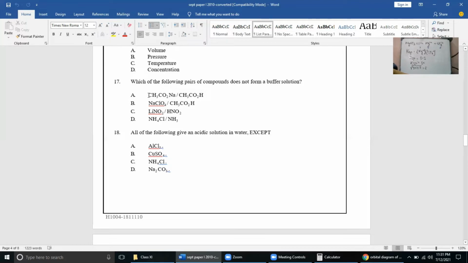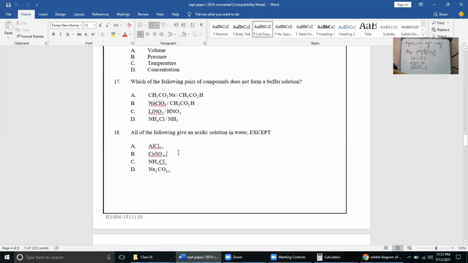This is acetic acid and sodium acetate. It will form buffer solution. It is nitrous acid and lithium nitrate. So this will also form a buffer solution, and this is ammonia and ammonium chloride. This will also form a buffer solution. So correct option is option B. This will not form any buffer solution.